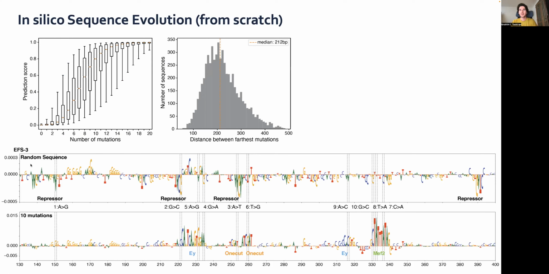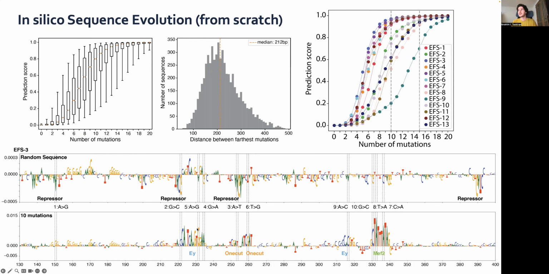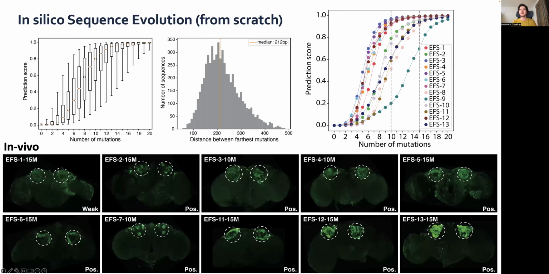And you can see an example here, a random sequence. By chance, there are a few repressor binding sites, and after 10 mutations, repressor binding sites are destroyed, and activator binding sites for the Kenyon cells are generated. We tested 13 of them that evolved from random sequences, and here you can see 10 very nice positive ones, so our success rate was quite high.